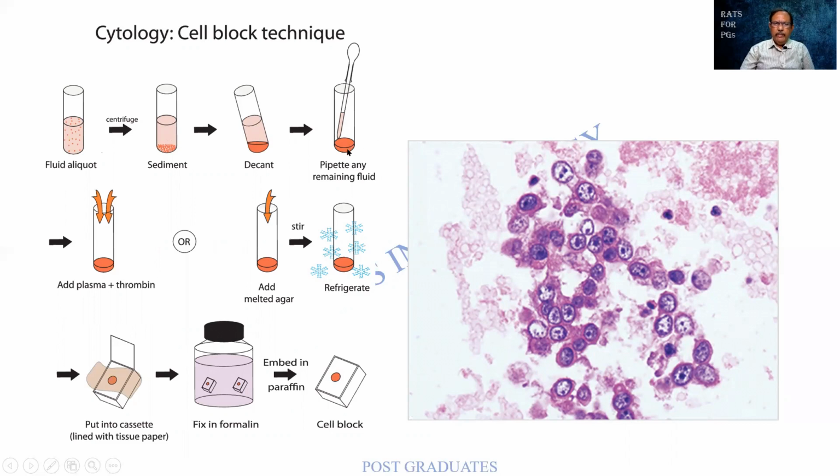prepared out, and if necessary you will be able to add another material, or you can add plasma and thrombin. Plasma and thrombin, there are some controversies about it, which we shall be seeing. And finally, a cell block is prepared, just like tissue processing, and you fix it in formalin, the process goes on. This is not for rapid diagnosis, it takes time as routine tissue processing.